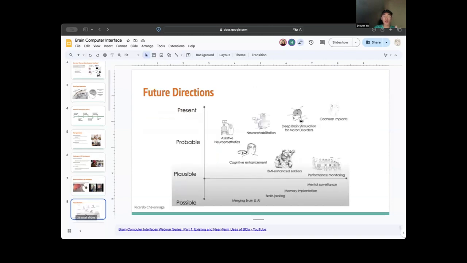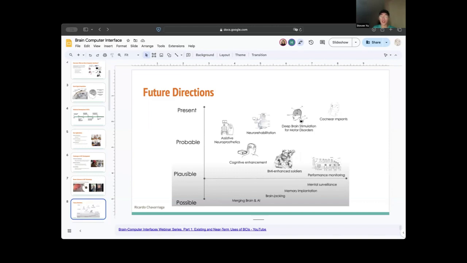Lastly, looking at the future directions BCI can develop: presently we already have cochlear implants, deep brain stimulation for motor disorders, and neural rehabilitation. Looking further ahead, for the probable, plausible, and possible ways: for the probable, we very likely will have assisted neural prosthetics, which many labs are developing now. In the plausible domain, perhaps we can have cognitive enhancement, BMI-enhanced soldiers, and even performance monitoring.